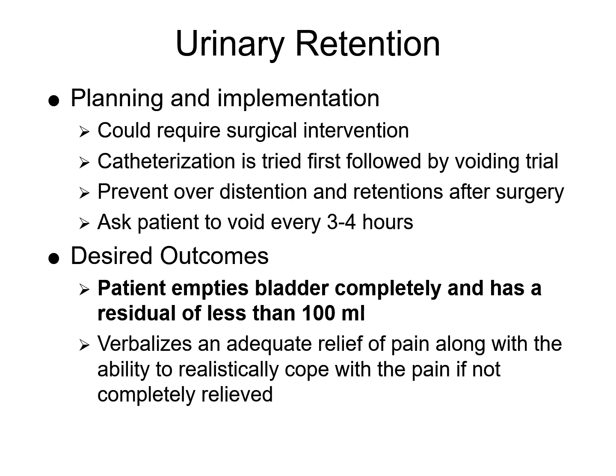You could require surgical intervention. Catheterization is first tried after avoiding trial. You want to prevent overdistension and retentions after surgery. You want to ask your patient to void every 3 to 4 hours. Your desired outcome here is bolded, and I have been known to ask questions about that.